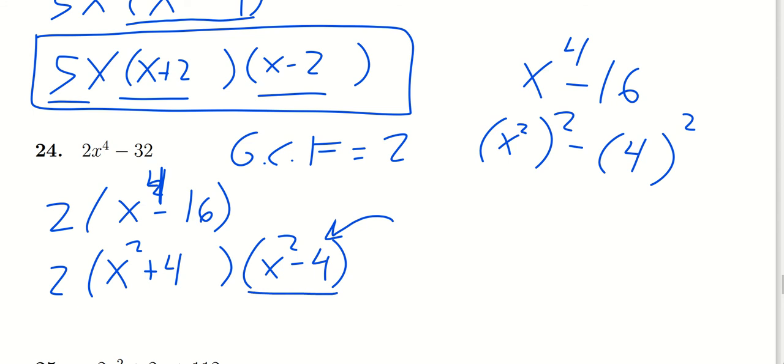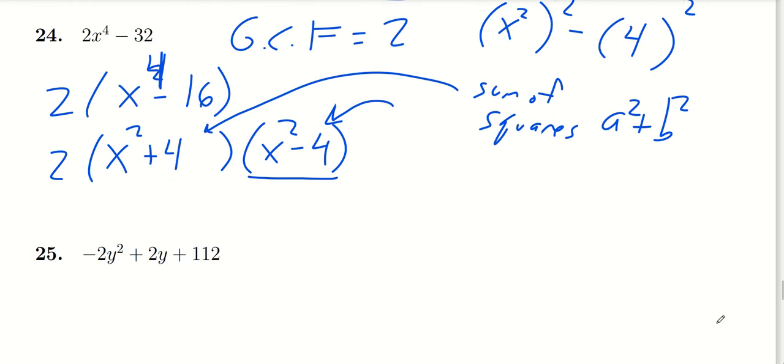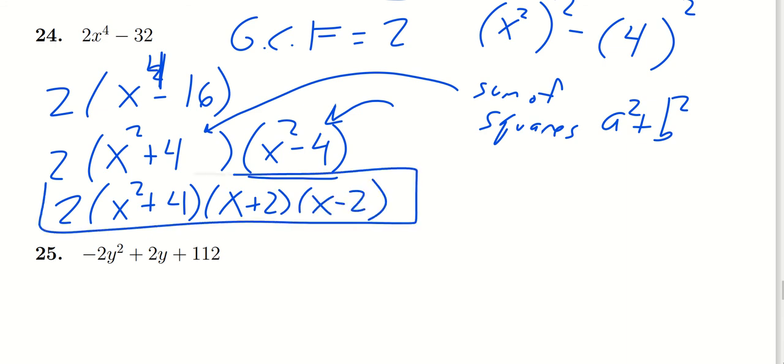So this will factor. This term here, be careful though. This is a sum of squares. A sum of squares does not factor. So if you have 2 squares with a plus sign in between, we're not going to be able to break that down anymore. That's just as good as it gets. But this other difference of squares can break down into x plus 2 times x minus 2, and then we will have factored it completely.